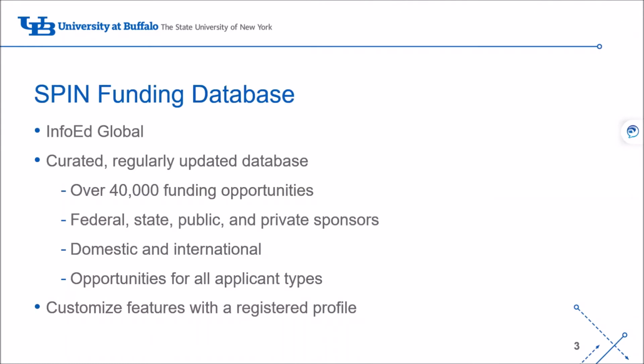The SPIN Funding Database was developed by InfoEd Global. It is a curated, comprehensive, regularly updated database. It contains over 40,000 funding opportunities from federal, public, and private sponsors, from major sponsors like NIH and NSF to smaller sponsors and various foundations. SPIN has opportunities for many applicant types, from students of all stages to individual faculty.